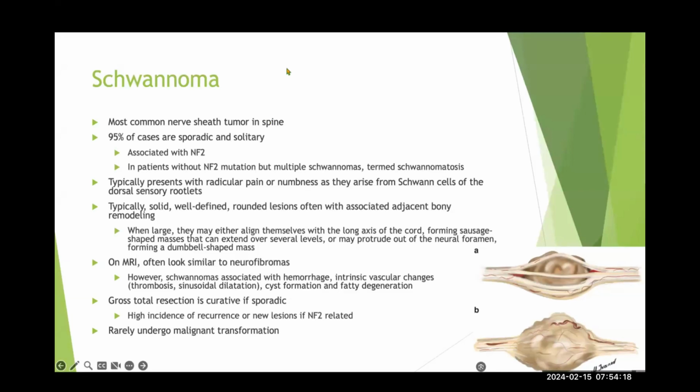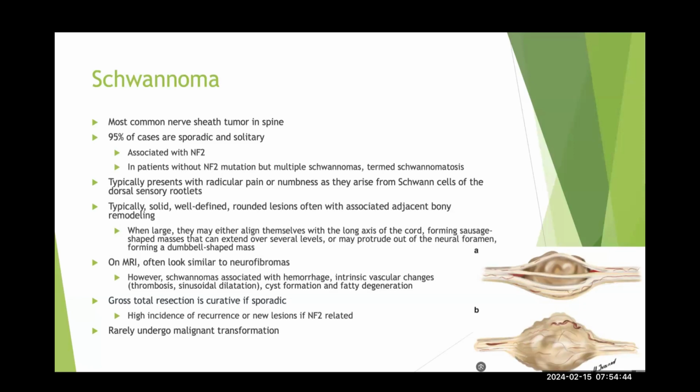So last one here is a schwannoma, the most common nerve sheath tumor found in the spine. Typically, 95% of cases are sporadic and tend to be solitary, but as we know, can be associated with NF2. In patients without an NF2 mutation who have multiple schwannomas, it's termed schwannomatosis. Occasionally, we'll see patients like that as well that have multiple schwannomas throughout the spine.